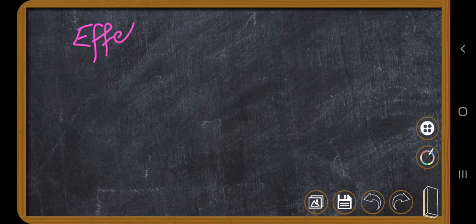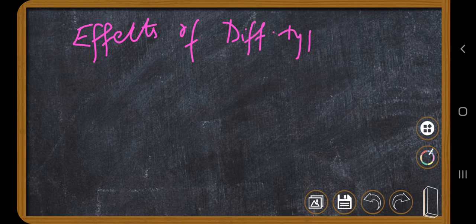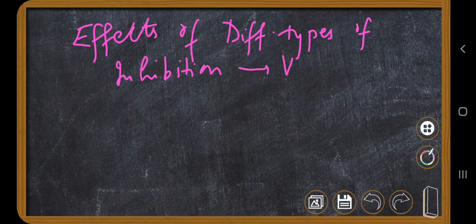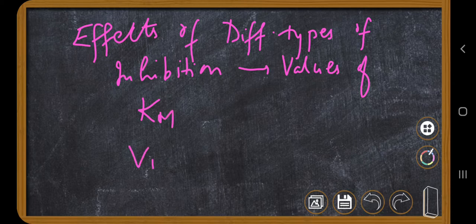Myself Mahesh Mahajan. Today we are going to focus upon the effects of different types of inhibition on the values of Km and Vmax. So we are just going to see whether the Km is going to be increased or decreased or have no change, and in the same way the Vmax is going to be increased or decreased or have no change when a particular type of inhibition is seen, right?